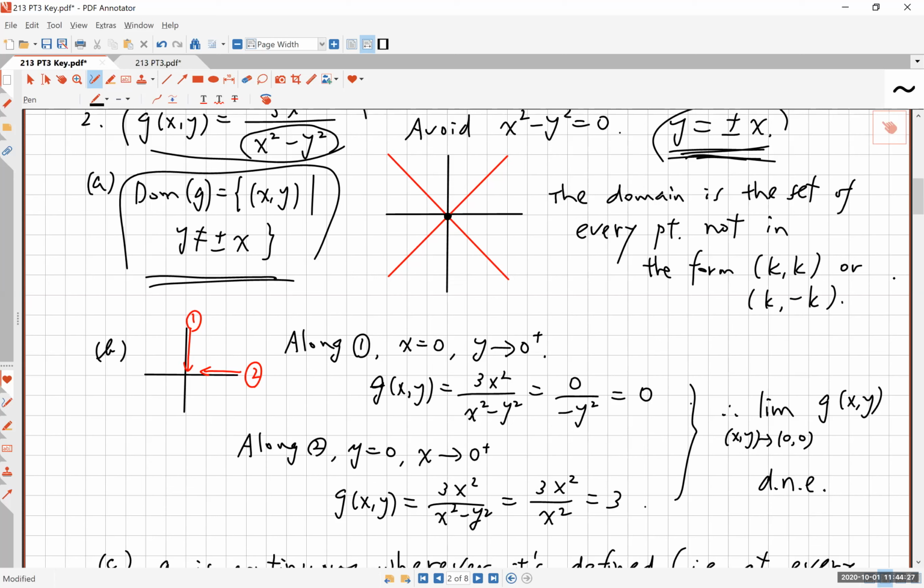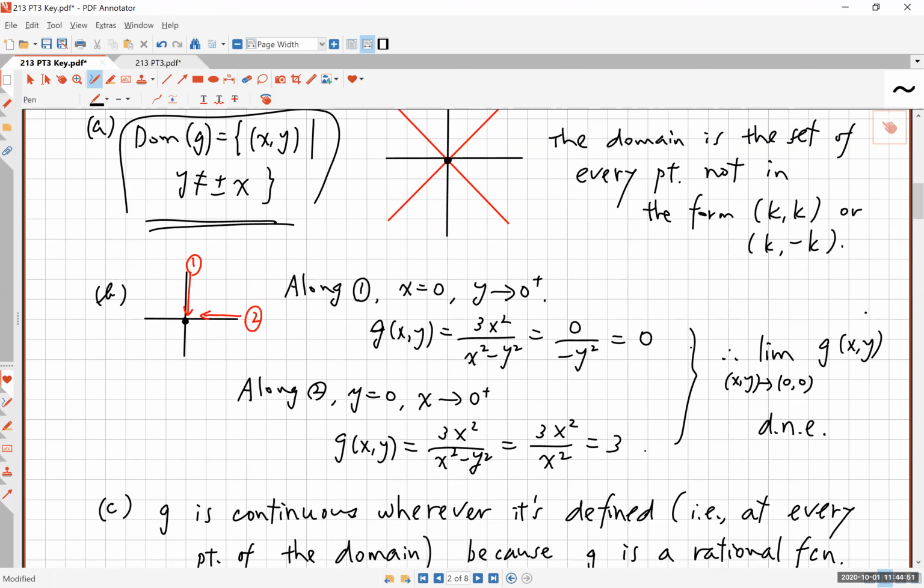One way, and probably the only way we know how in this section, is to show two paths along which you get different limit values. Remember, if the limit does exist, then that limit number has to be the limit regardless of how you approach this point 0, 0. And the typical paths or approaches to try are these ones, number 1 and number 2.